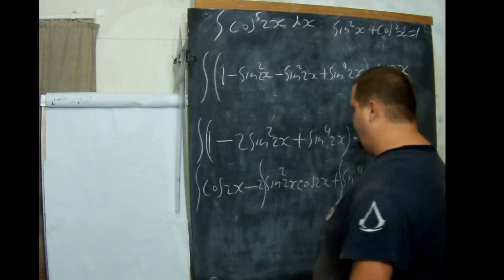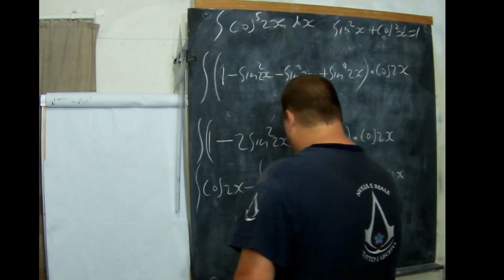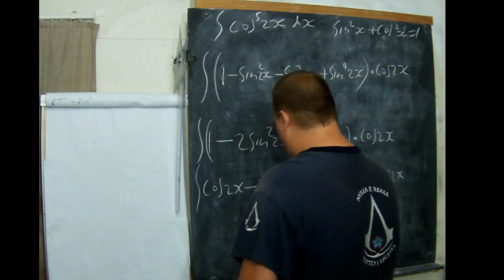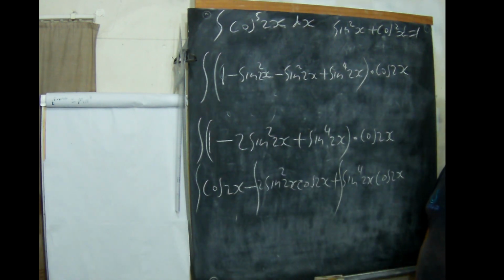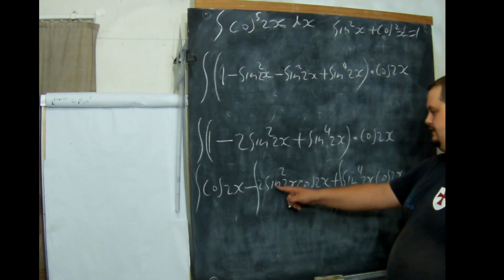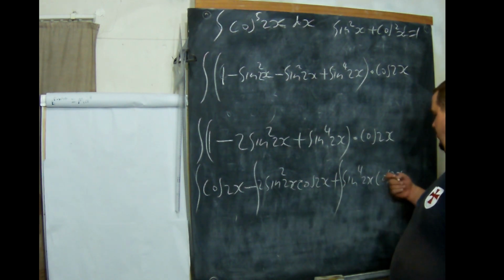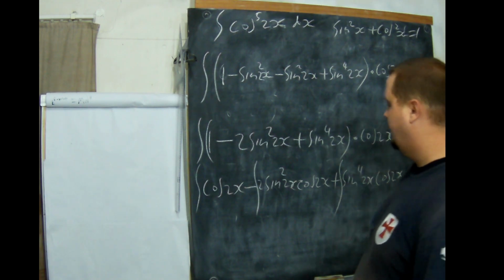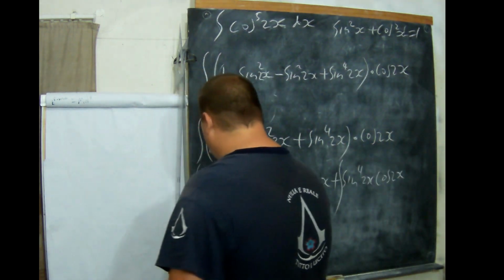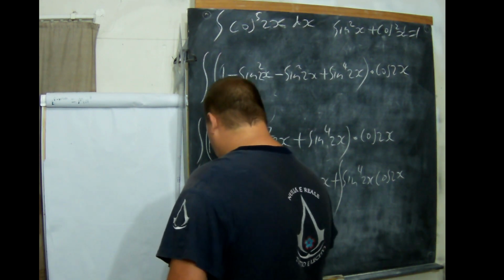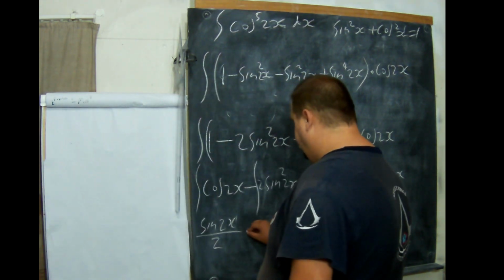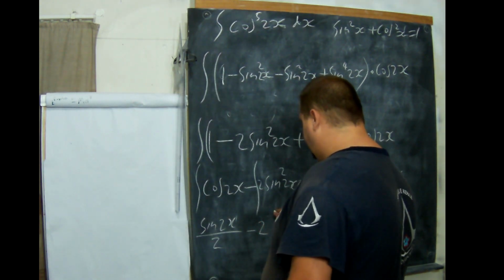I think it's best to take this integral sign and move it over here. Now, for the sine squared and the sine to the fourth terms, we're going to deal with the cos. So the integral of cos is sine, so that is sine 2x over 2 minus 2.